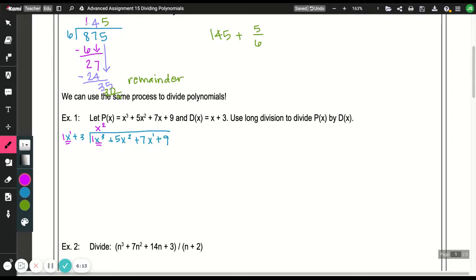Once you find your number up here, remember the next step is that you multiply and put it underneath. So when I multiply this x squared, I'm going to multiply by both of these terms, and line them up under here. X squared times x to the first is x to the third. So I'm going to line that up under the other x to the third. X squared times 3 is 3x squared. So I'm going to line that up under the other x squared. So we multiply and then we subtract.